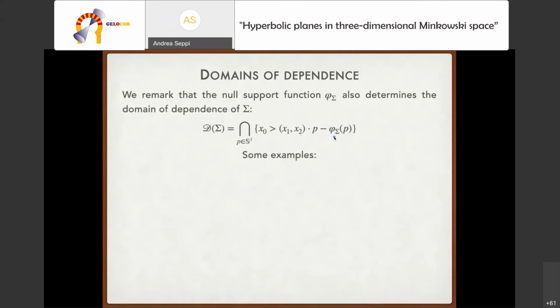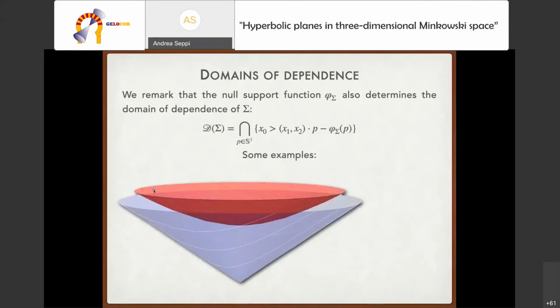And here I give you some examples. If the surface is just a hyperboloid, then the domain of dependence is the future cone from the origin. And in this case, the null support function is just constant. It's just 0 because basically the surface is asymptotic to the light cone. That's the reason.